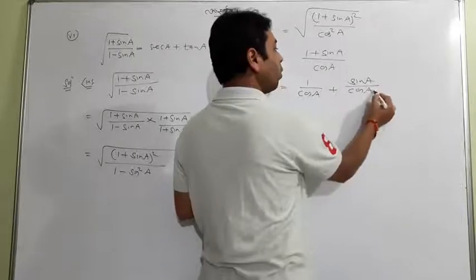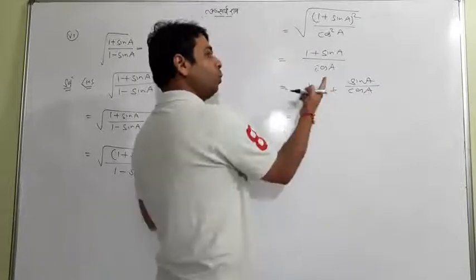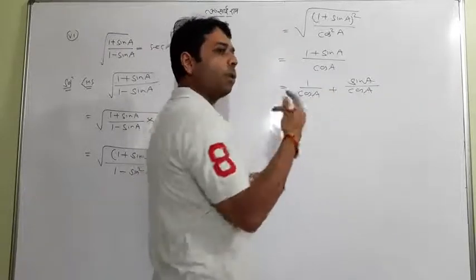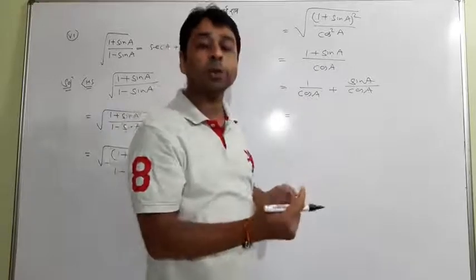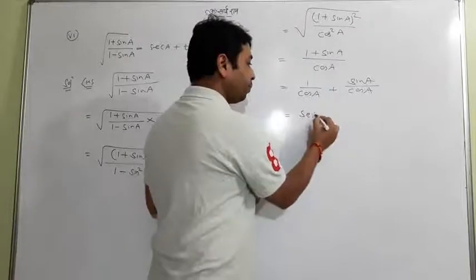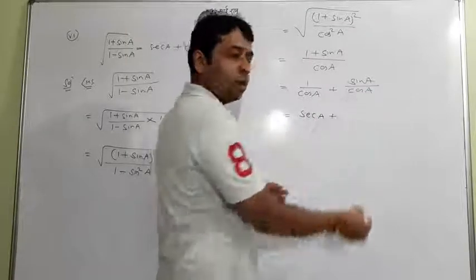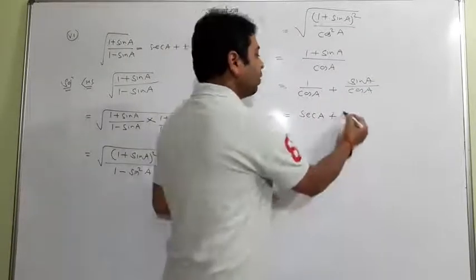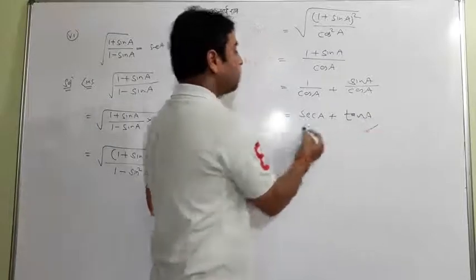Two terms I have got by separating the term, and you know that the term 1 by cos, whenever 1 by comes, it means reciprocal. So 1 by cos means reciprocal of cos, meaning sec a, and sine by cos means definitely tan a. So we have got sec a plus tan a, which is the right hand side.